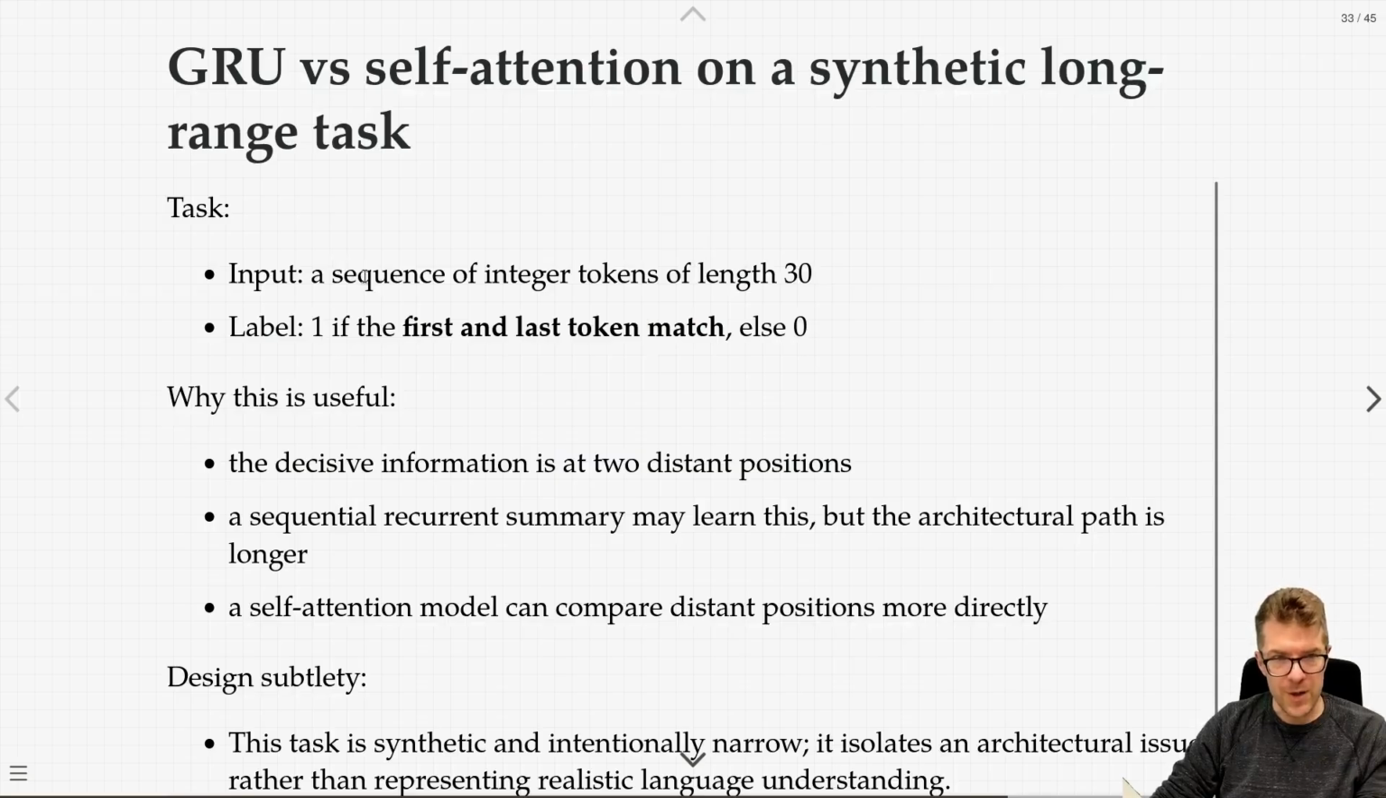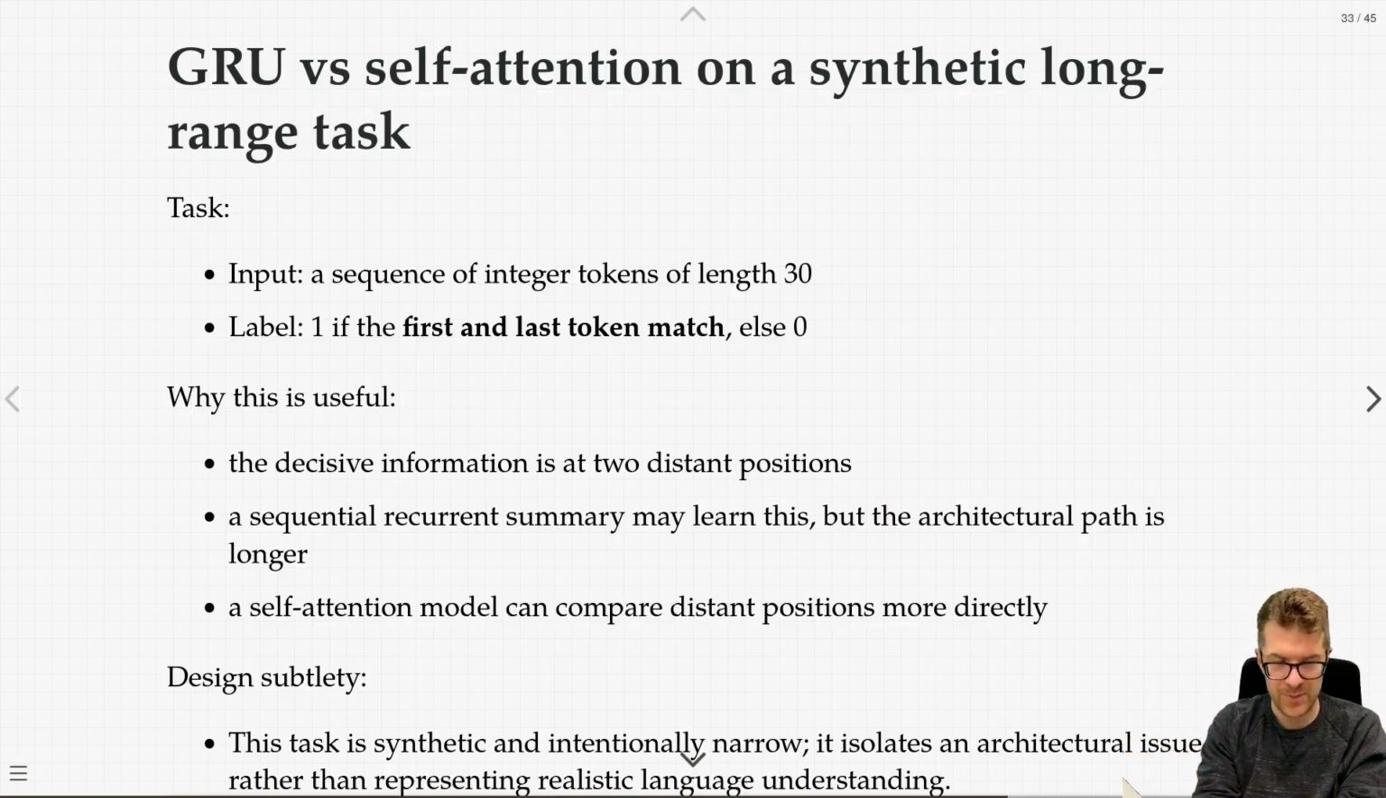Our input is going to be a sequence of integer tokens of length 30, and our label after those 30 tokens is a decision: 1 if the first and last token are the same, and if they're not the same, output 0. So it's a classification task, and it depends on whether the first and last token are the same or not.